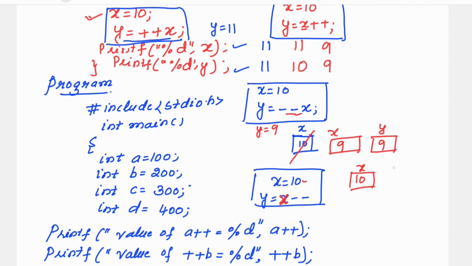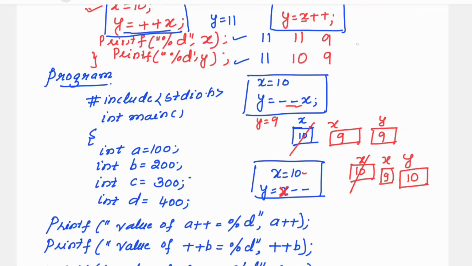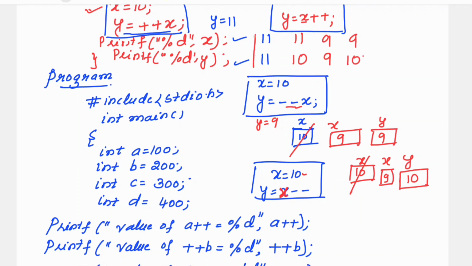So y will be having what value? Y will be having value as 10, because you have to use it as it is, whatever is the current value. Then you decrement the value for x. Once you decrement the value for x, the new value for x becomes 9 in this case. So at the time of printing, x equal to 9 and y equal to 10. Okay, this is your first case, second, third, fourth.